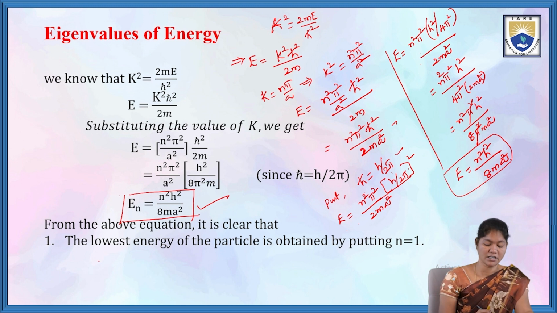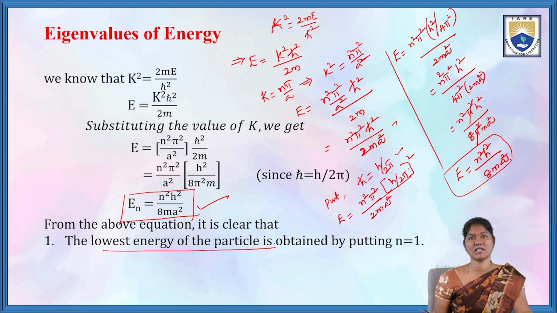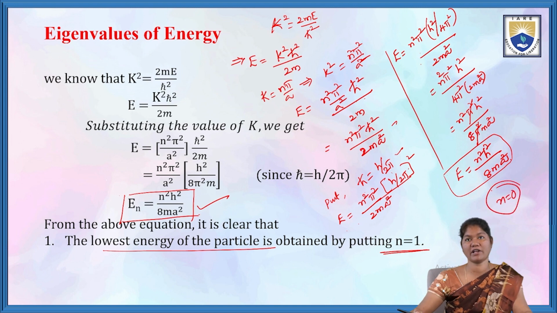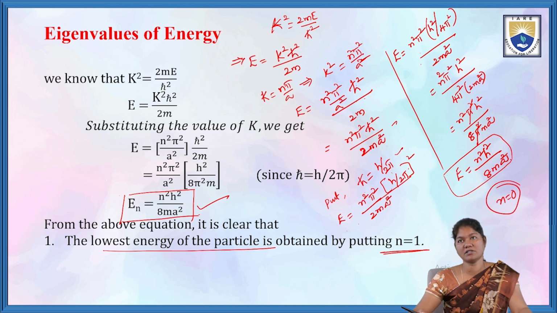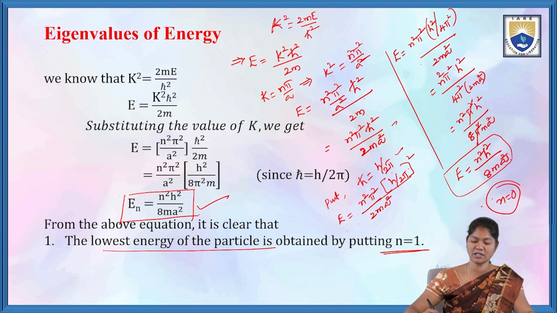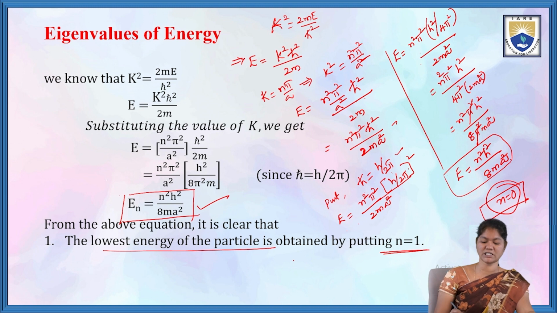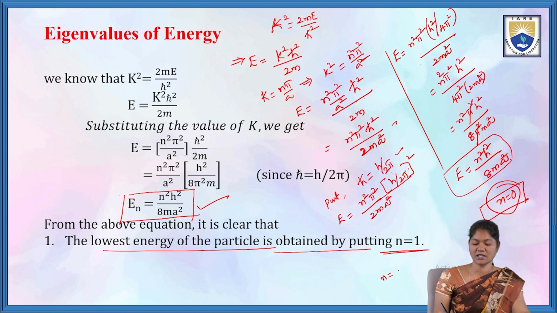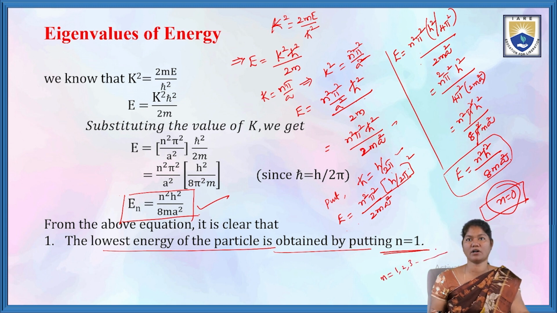it is clear that the lowest energy of the particle is obtained by putting n equal to 0. Or n equal to 1. So if n is equal to 0, what happens? We'll get zero energy. Zero energy cannot exist inside the potential box, so n is not equal to 0. That's why we say that n is equal to 1, 2, 3 and so on.